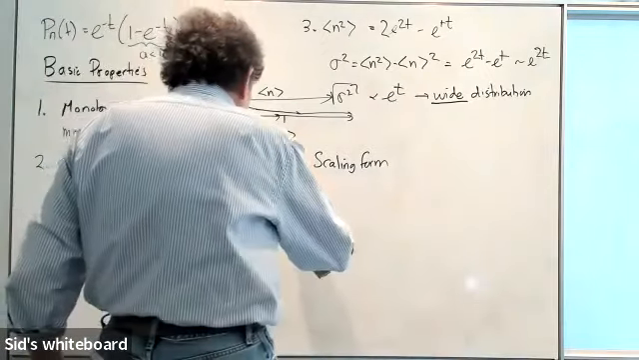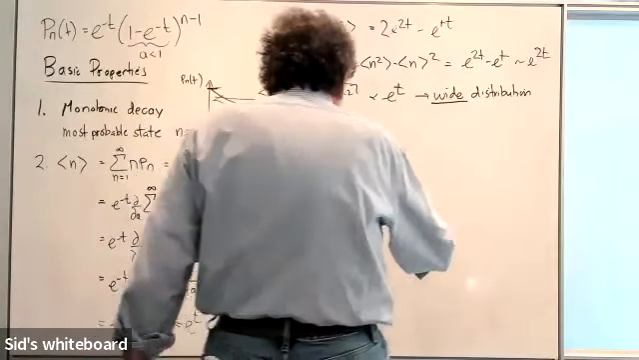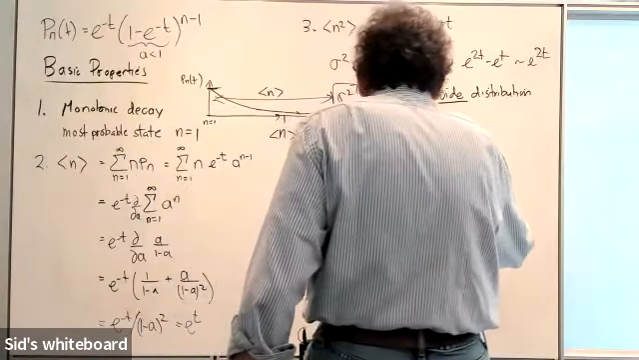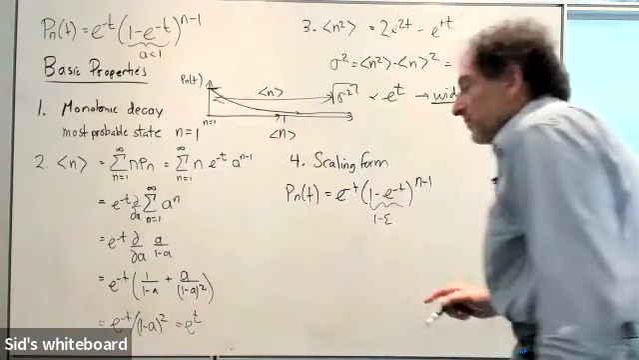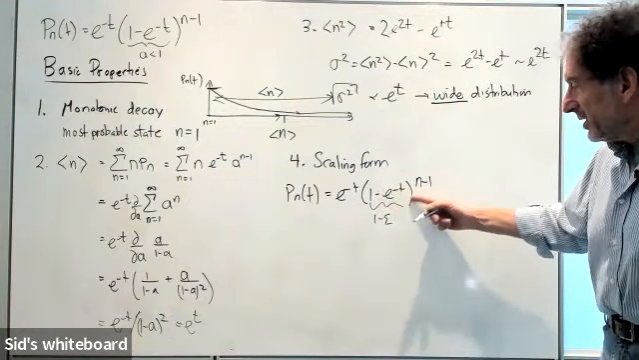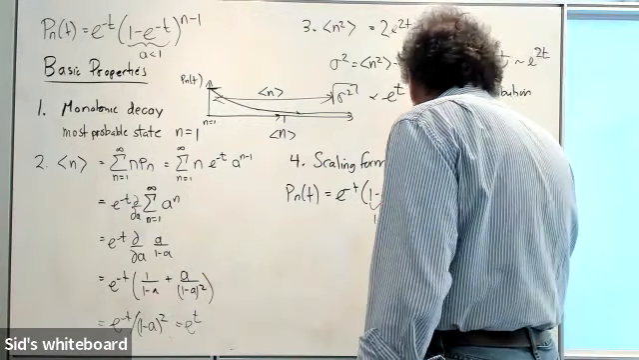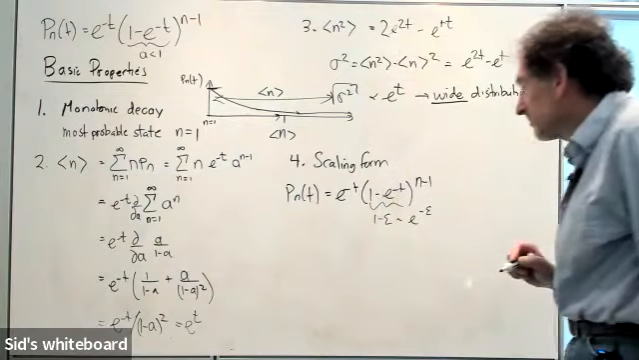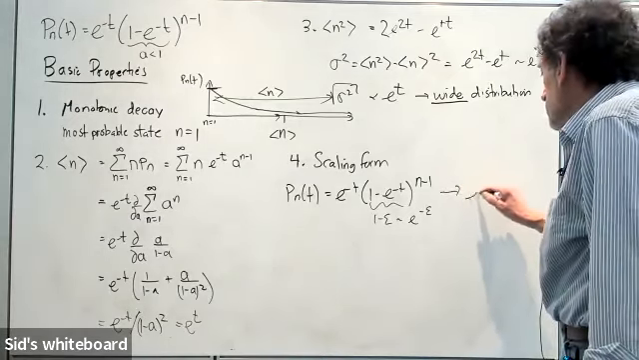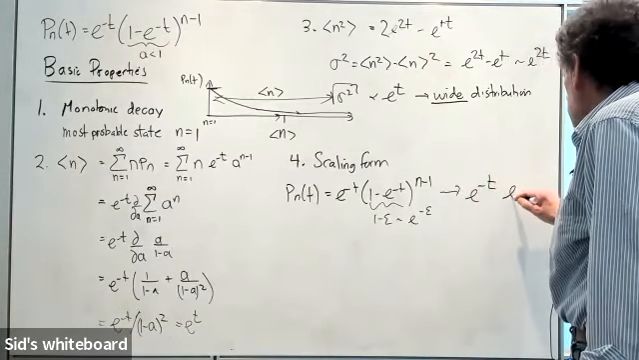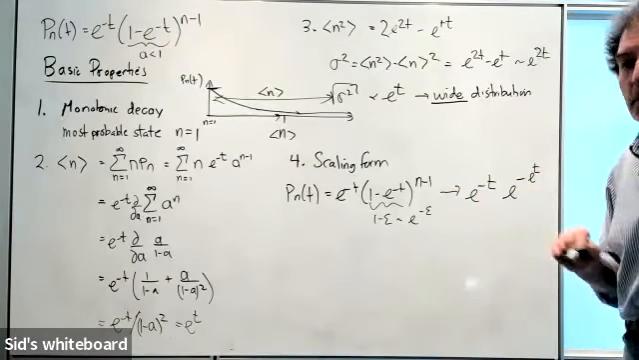It'll be easier to write it out than to just say it again. So here we have e to the minus t, 1 minus e to the minus t to the power n minus 1. This thing is like 1 minus epsilon, because for a long time the exponential becomes very small. So I can write this as e to the minus epsilon, where epsilon is e to the minus t. In the long time limit, this goes to e to the minus t, e to the minus epsilon, raised to the power n minus 1.